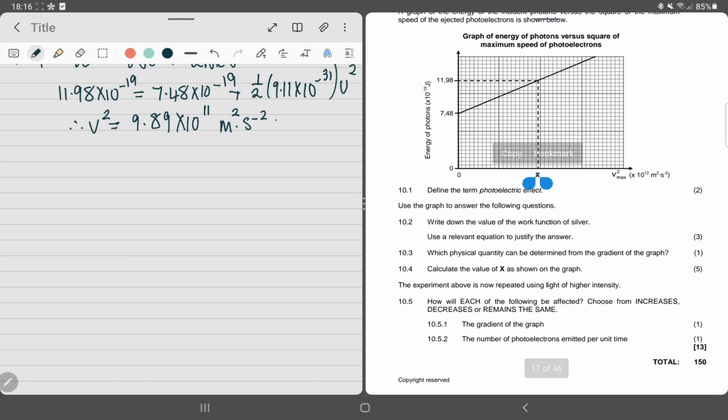So the experiment is now repeated by using light of a higher intensity. How will each of the following be affected? Choose from increases, decreases, or remain the same. The gradient of the graph. The gradient is given by half the mass of an electron. Since the mass of an electron is a constant, it will remain the same.